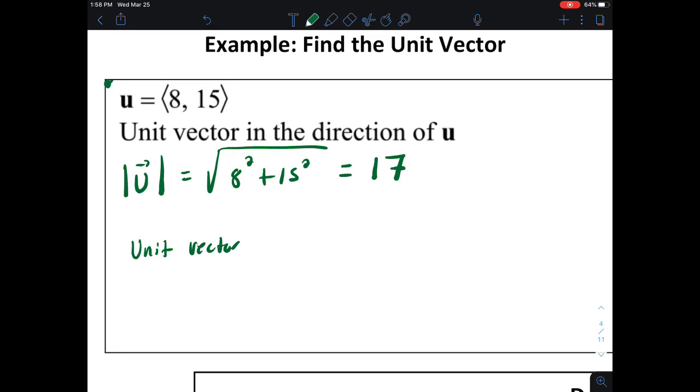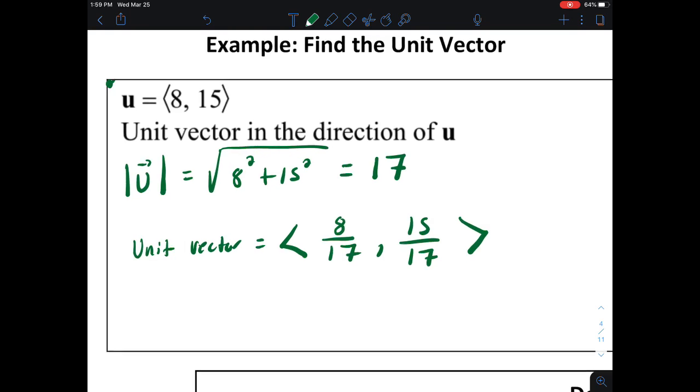And so for my unit vector, what you're going to do is take the components of u and divide them by the magnitude. So 8 over 17 by 15 over 17. So I have my unit vector.